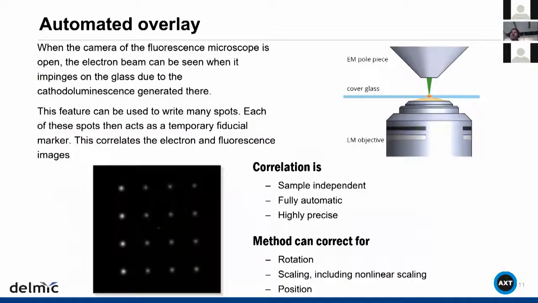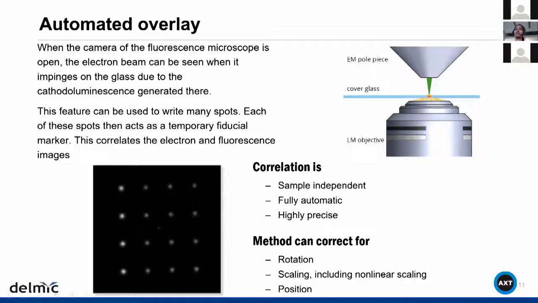So now, coming back to the features of the SECOM, the automated overlay is one of the most important aspects. How this is done is, in principle, using cathodoluminescence. When the electron beam is incident on the glass, it generates cathodoluminescence there. And this cathodoluminescence, or CL, can be detected by the camera when it is switched on. So using this electron beam impingement, it can write many spots. And each of these spots, you can imagine, acts as a temporary fiducial marker.